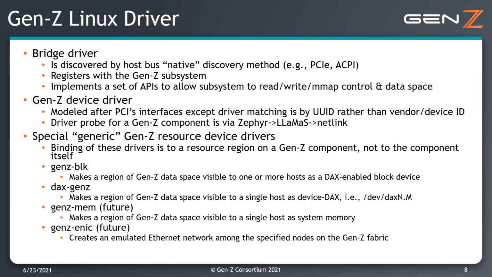Two future additions are Gen Z Mem, which would allow taking that region of Gen Z data space and making it appear directly as system memory on a host. We'll see, in fact, that that's not necessary to do system memory. There's a way to do it via DAX, and we'll see that hopefully in the live demo. And then Gen Z ENIC, which creates an emulated Ethernet network among the Gen Z nodes on the fabric, so that you don't have to have wired up a parallel Ethernet fabric. You can use Gen Z itself to route Ethernet traffic.